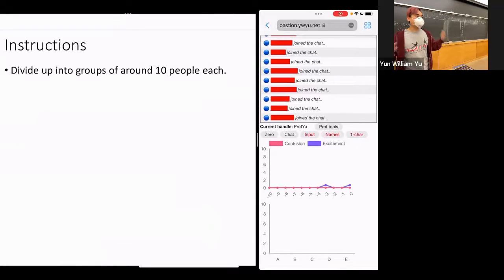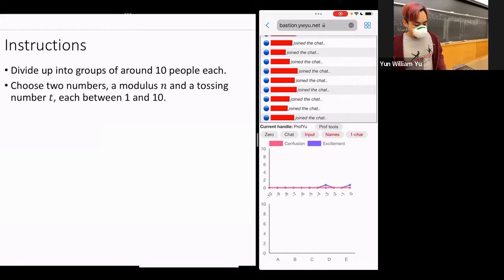So the first thing is you guys should divide up into groups of about 10 people. So wait a moment before starting, but I'm going to have you guys actually divide up into small groups. The groups can change over time. You don't have to stick with the same group the entire time. In fact, it's probably best if you don't.